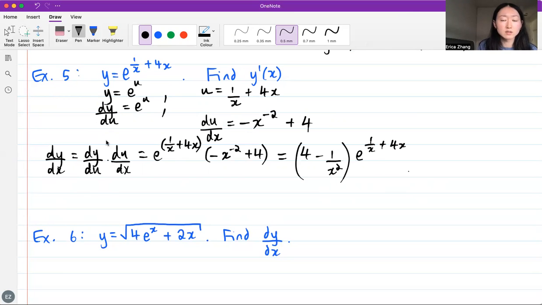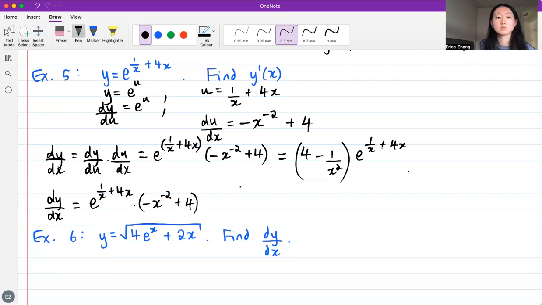Okay, so without writing down these substitutions again, we could have looked at our original function and gone, okay, derivative of e to the power of something. All we do is first copy down e to the power of that thing. Okay, and then chain rule, multiply this by the derivative of that thing, which is -1 times x to the power of -2 plus 4. Okay, so again, this is the same as this. And we obtain the result the same way.